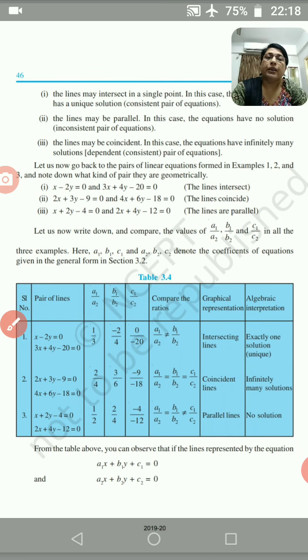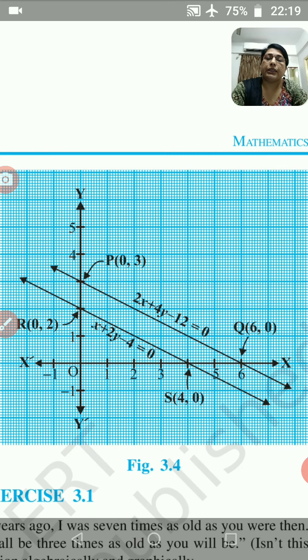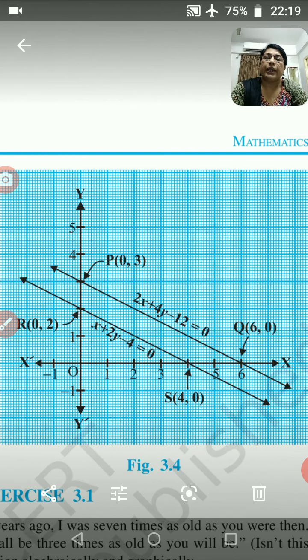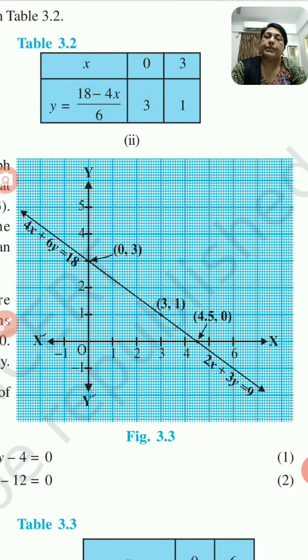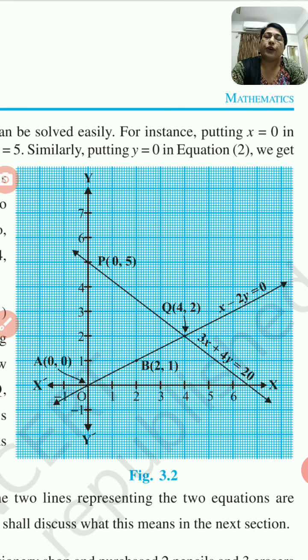Now let us see these examples with graphs. In your textbook, they have given this graph. Here you can see that both the lines are parallel. This is your third example, this is your second example, and this is your first example from your textbook. In the first example, you can see that they intersect each other in one point, so they have a unique solution.